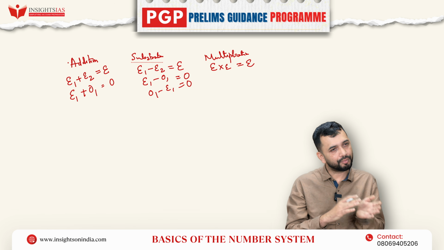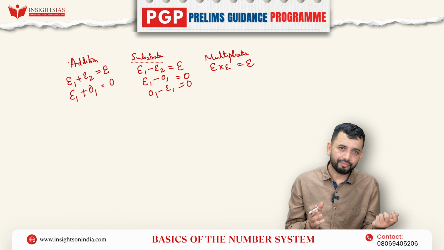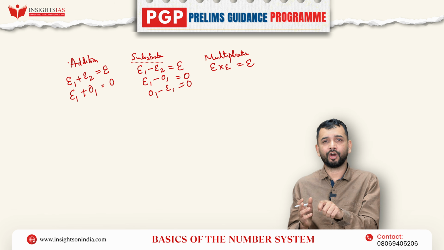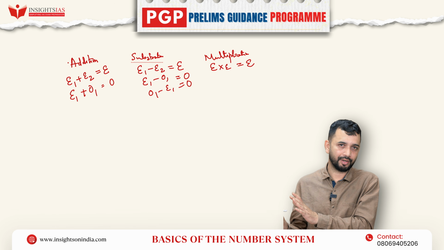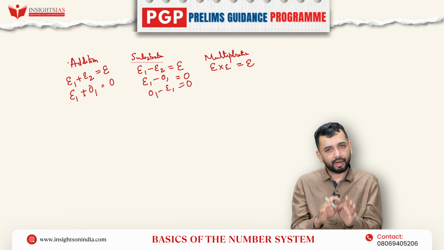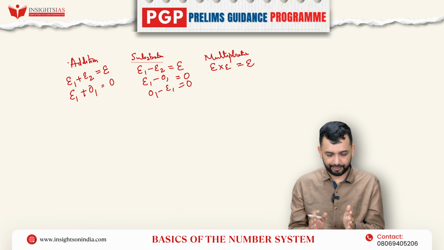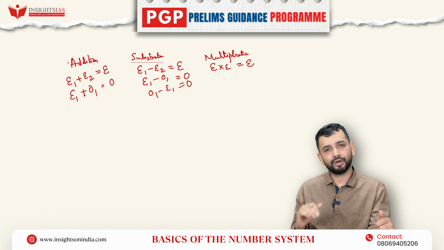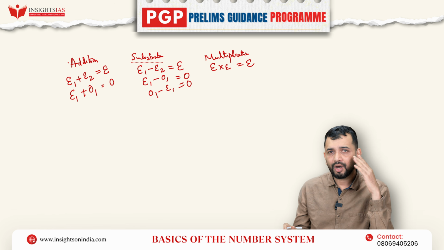Right? So that means that for both addition and subtraction, if one of the terms is even and the other is odd, the answer will always be odd. If both are even, the answer will be even. Next, right? Now think of it from the perspective of multiplication. Now, how do you think about it?